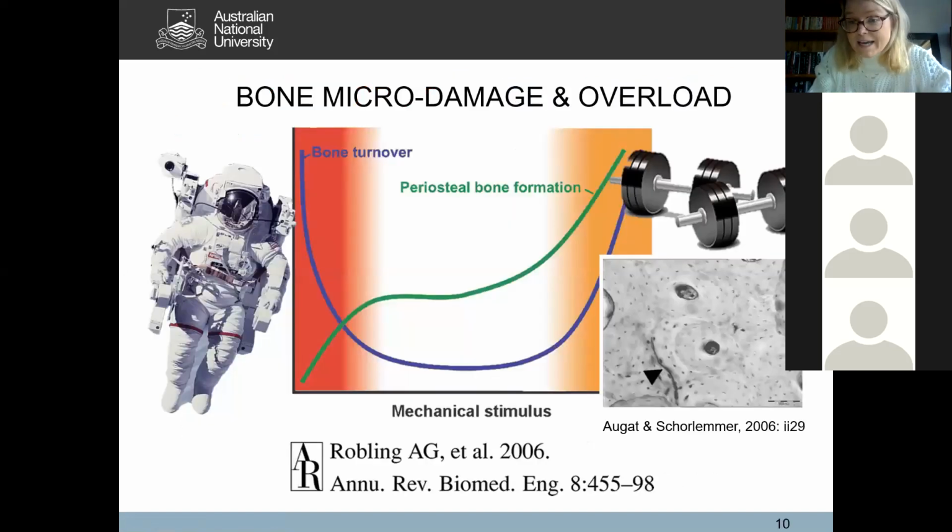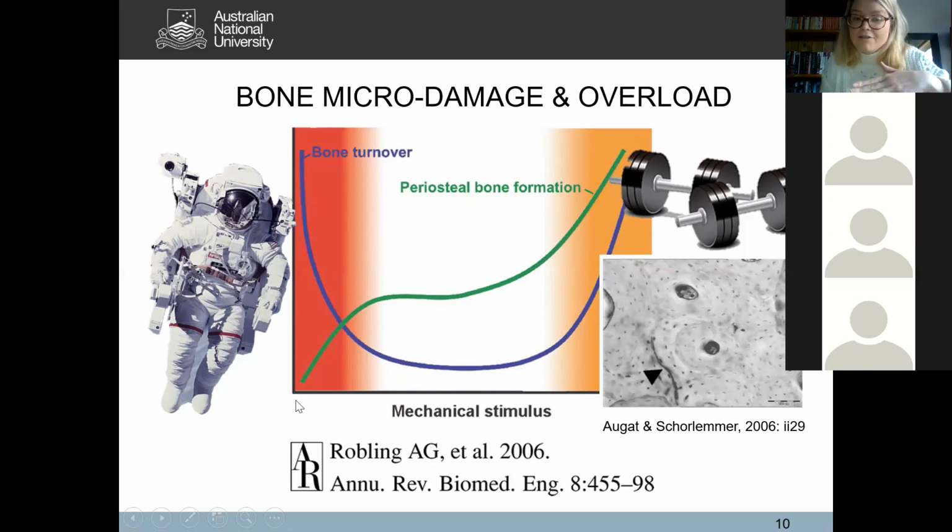But also biomechanics, that I mentioned at the start. Bone microdamage and overload is something that I particularly have been interested in for my own research. And when we think about how bone remodeling responds in relation to biomechanical stimulus, we typically would use what we call a U-shaped curve of bone remodeling. So it's just this blue line here, this blue trace. Robling et al. in 2006 discussed this really nicely in this paper here.